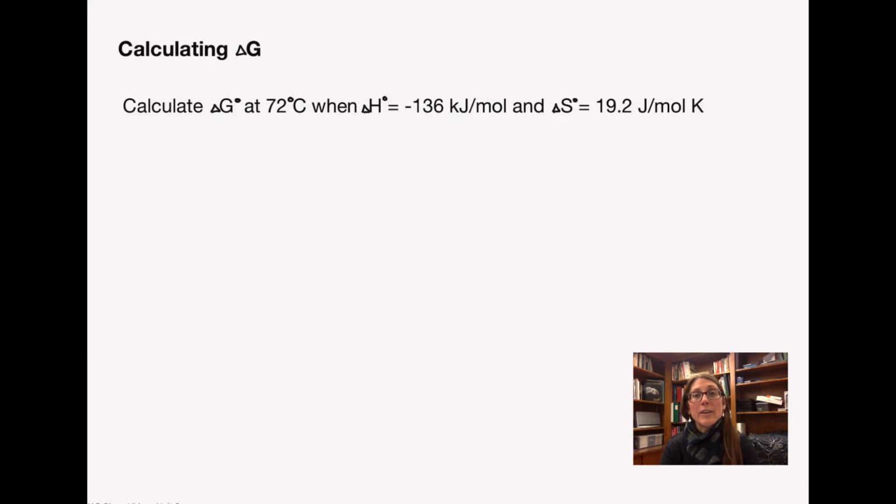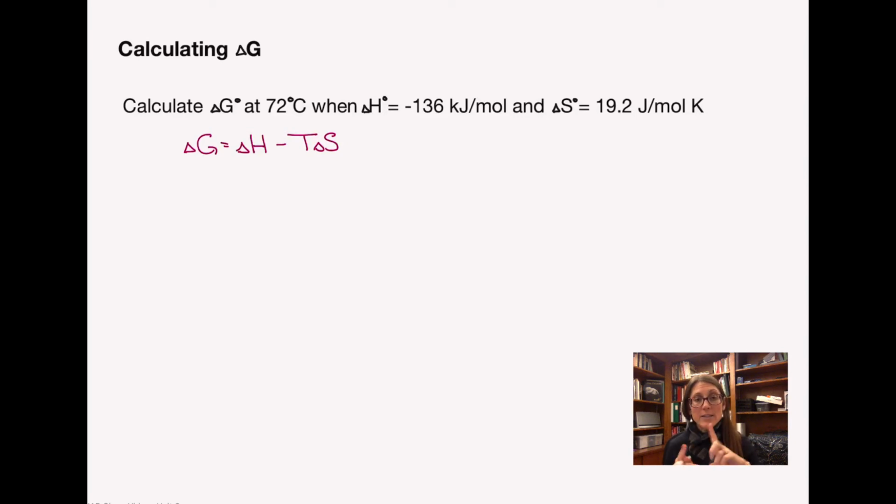When it comes to calculating a value for delta G, you can do so directly using the equation delta G equals delta H minus T delta S, and this can be under standard conditions or not. You simply need to plug in the values. If you know a value for delta H and you know a value for delta S, you plug them in.